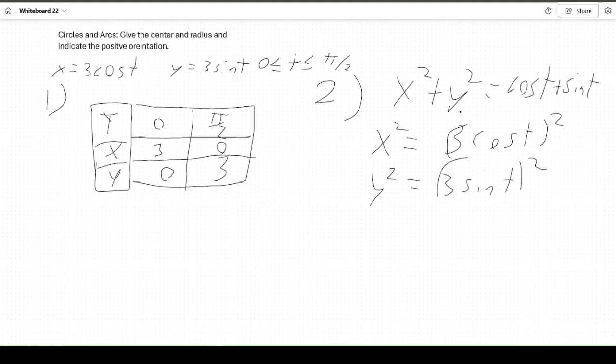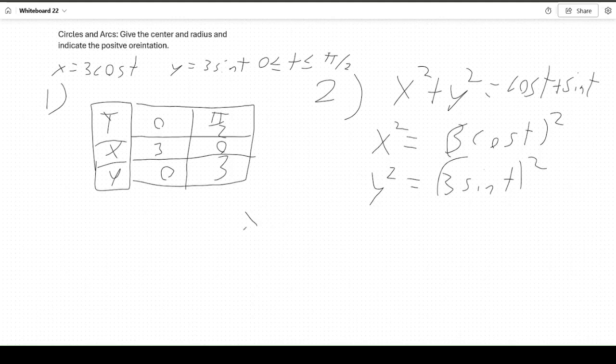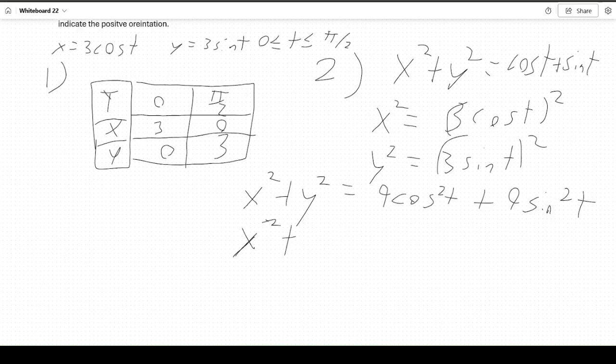Next, we gotta do our little equation step. So x squared plus y squared is equal to 9 cosine squared t plus 9 sine squared t. And we can take out the 9 here. So we are left with cosine squared t plus sine squared t.